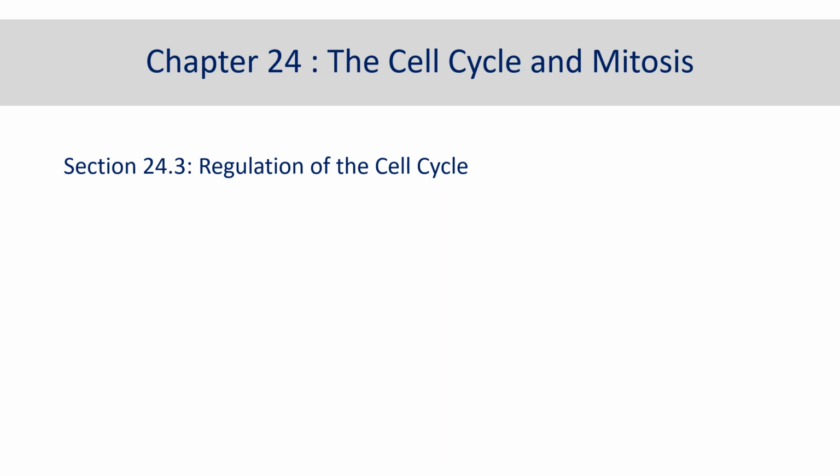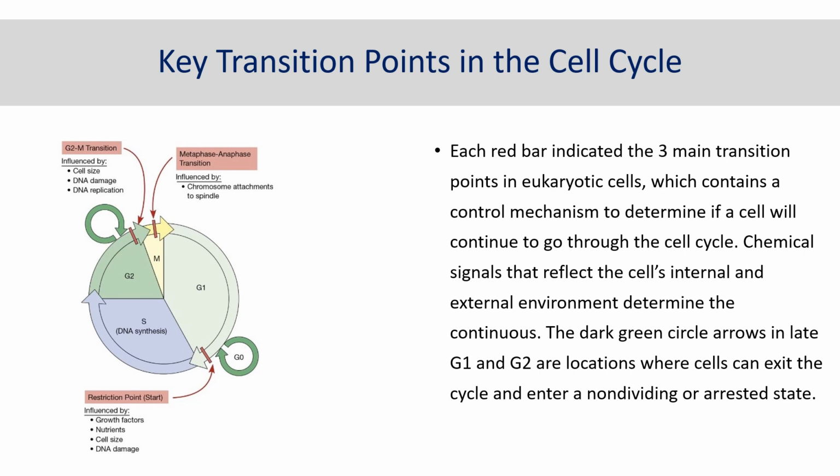Alright, hello everybody. In this presentation, I will be discussing chapter 24 of the cell cycle and mitosis, particularly section 24.3, the regulation of the cell cycle. So to begin with, this is the key transition point in the cell cycle.